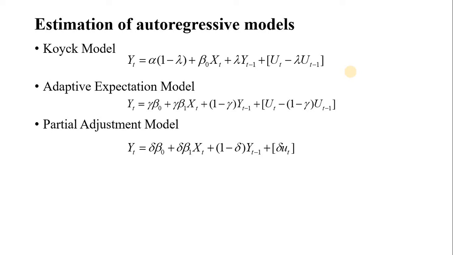Then the adaptive expectation model took a similar idea to Koyck's, but gave some empirical or economic content to the Koyck model. Similarly, the partial adjustment model brought adjustment coefficients into the model. Overall, in all three equations we have yt, plus an intercept, plus a slope coefficient times xt, plus a coefficient multiplied by lagged yt minus 1, plus an error term. So this is what is called an autoregressive model.